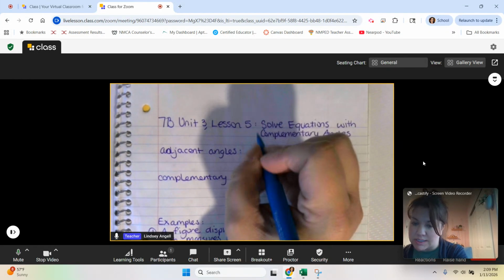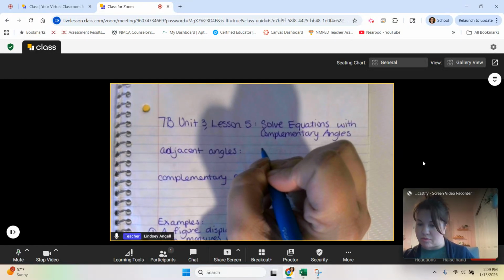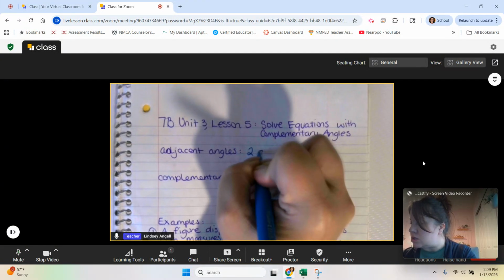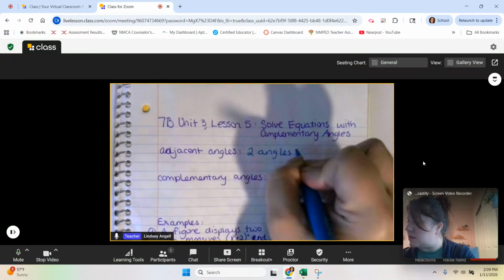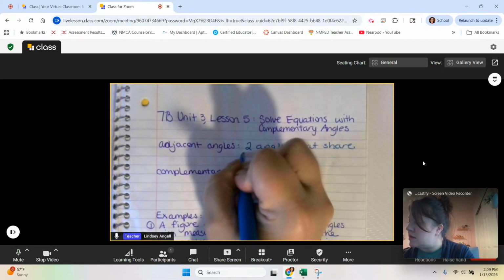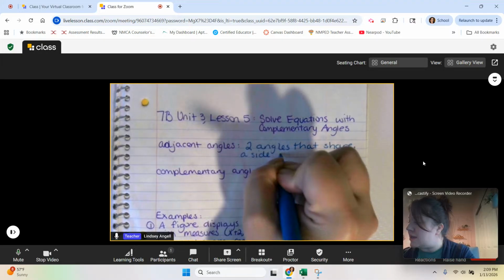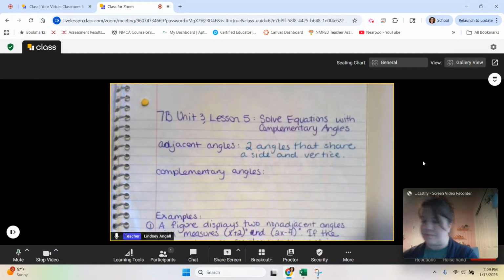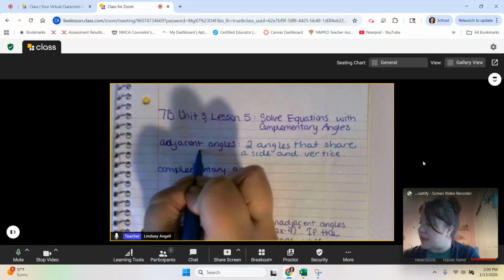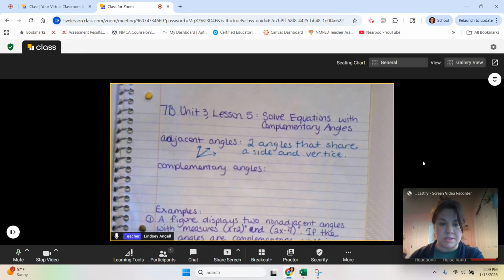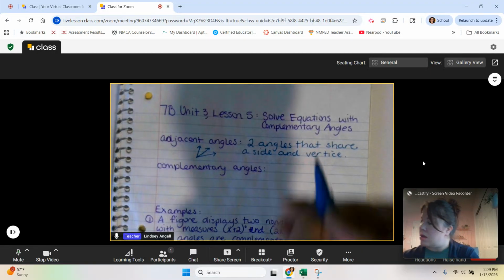So adjacent angles, let's see, move, there we go, maybe that'll be a little better. Adjacent angles are two angles that share a side and a vertex. Okay, so remember that would be like that, right? They are sharing this middle side.